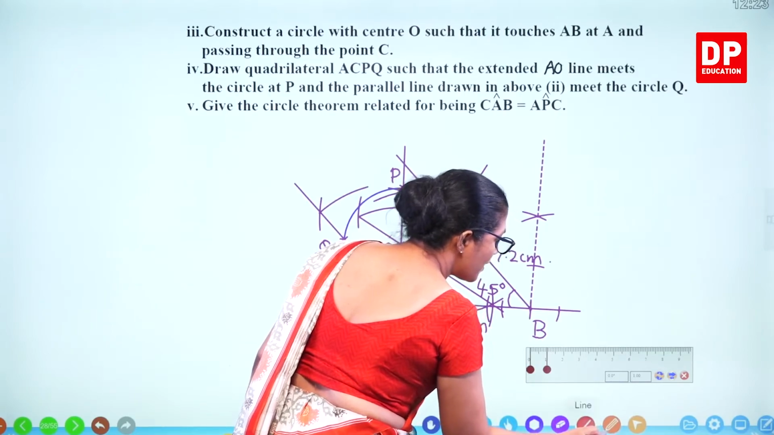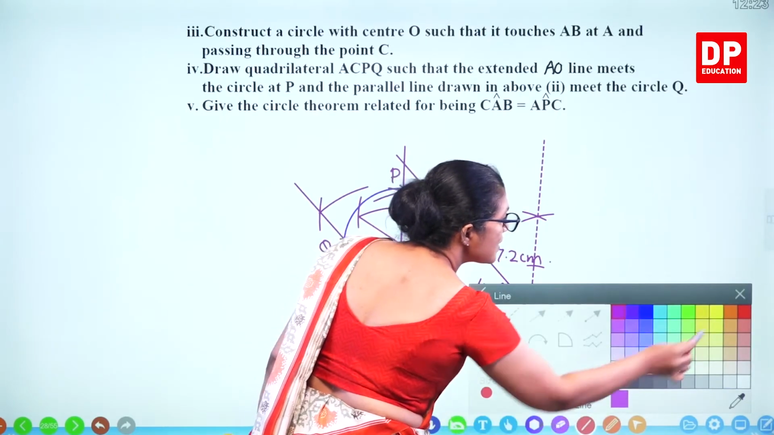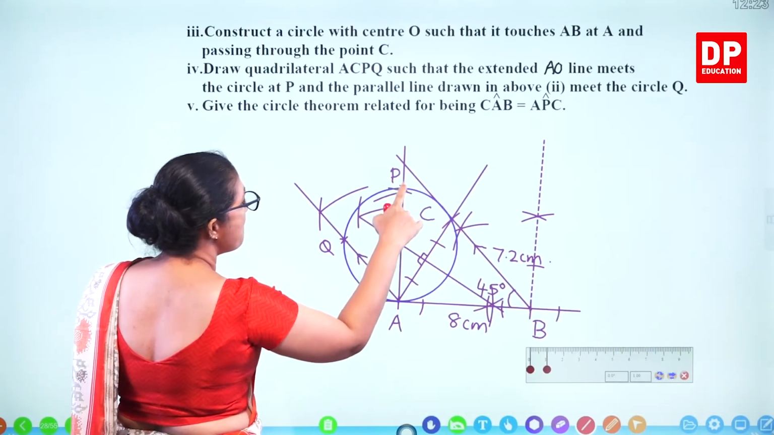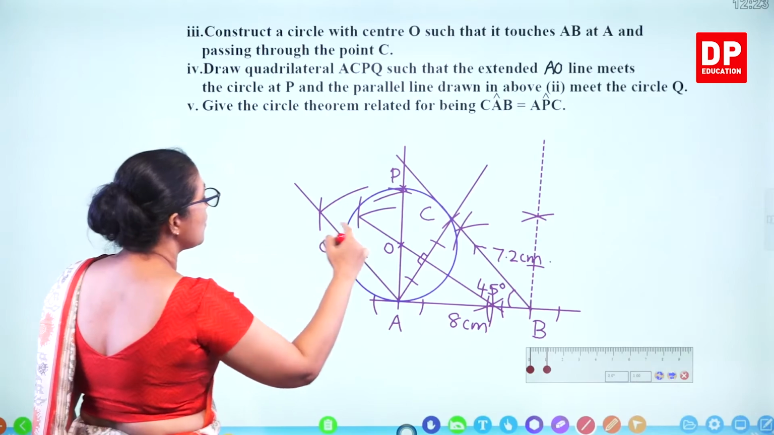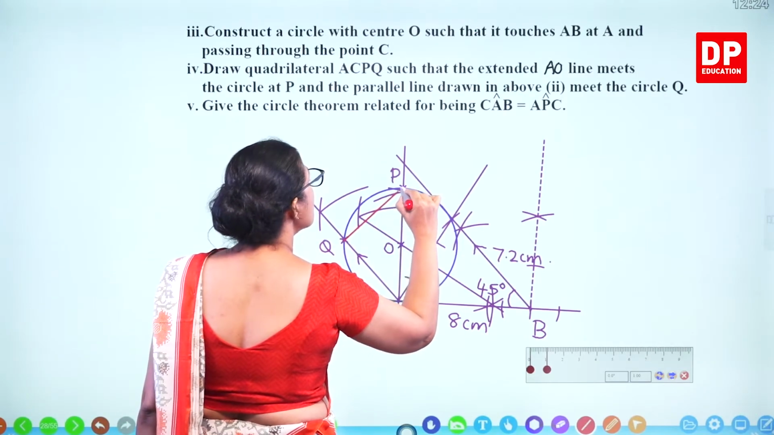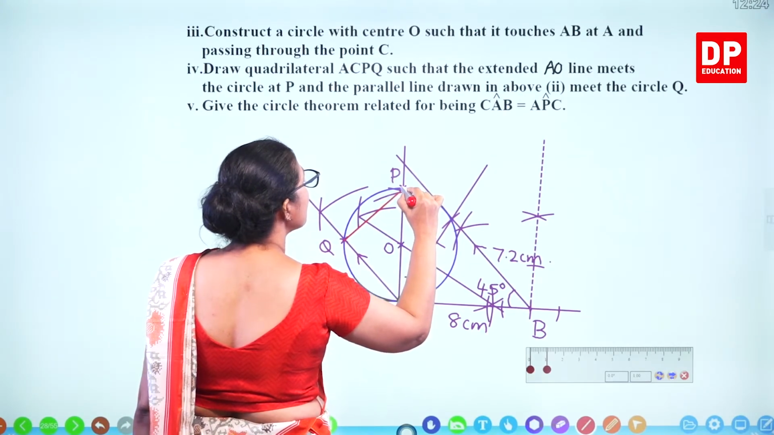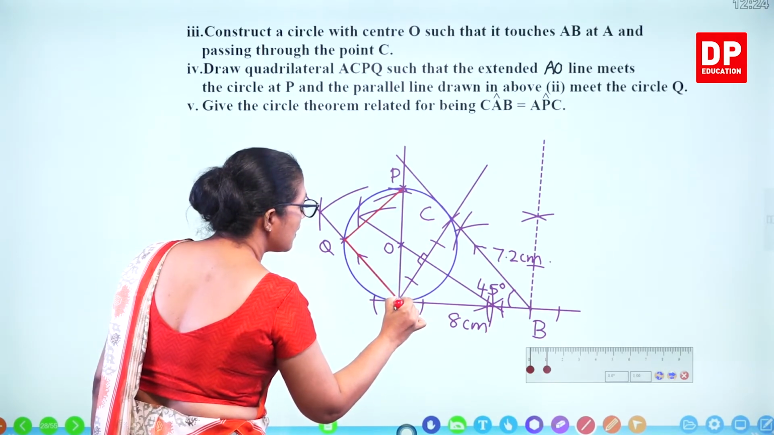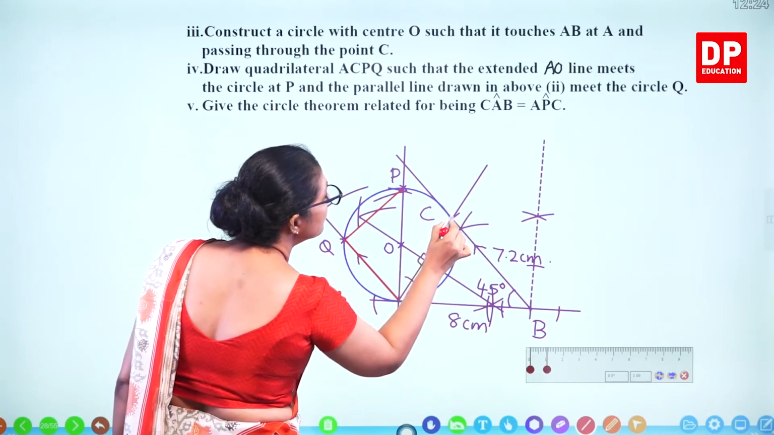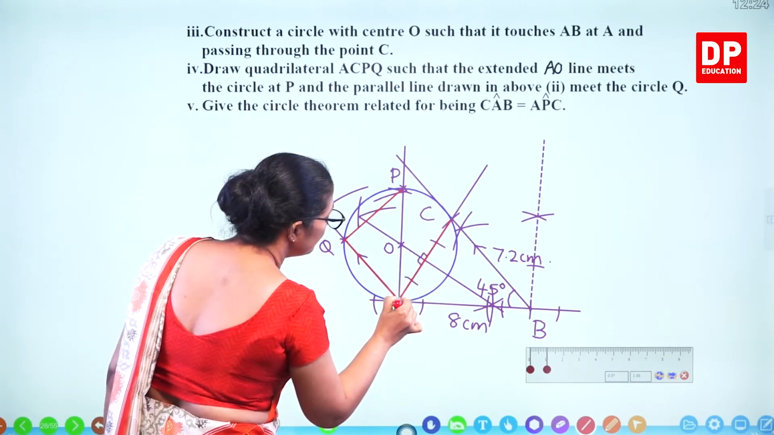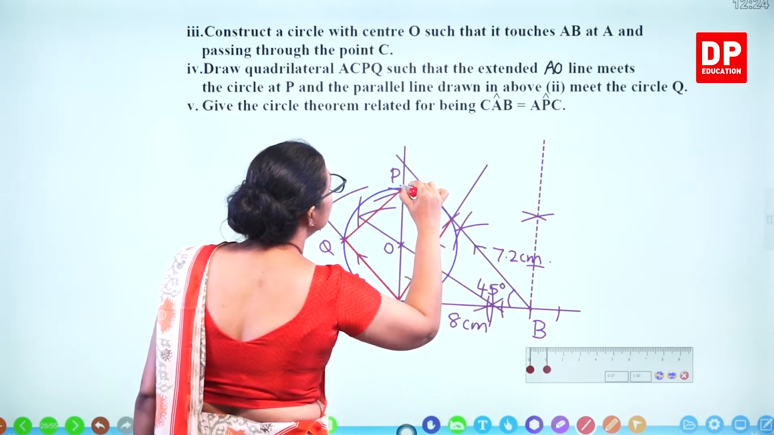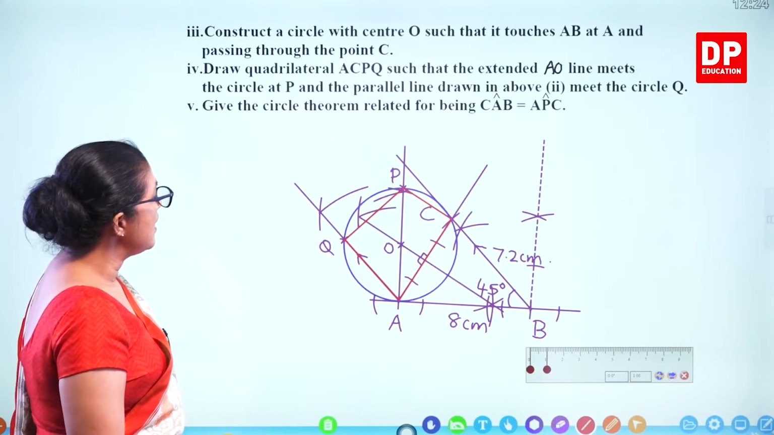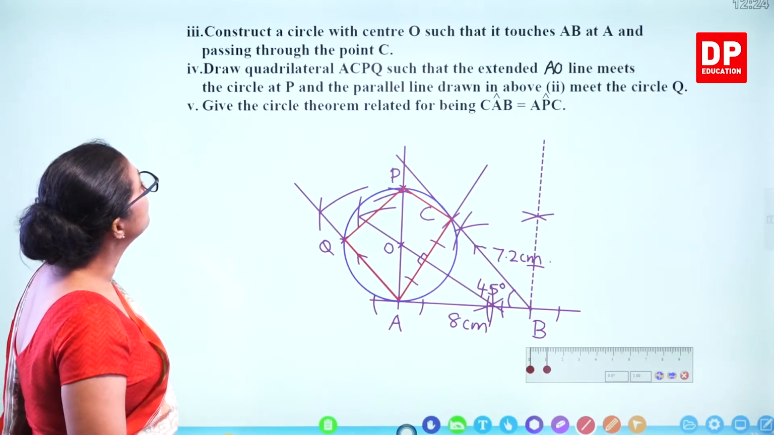So I'll take a different color. I'll take red and complete the A, C, P, Q quadrilateral. This one here, A and C. So this is the quadrilateral ACPQ.